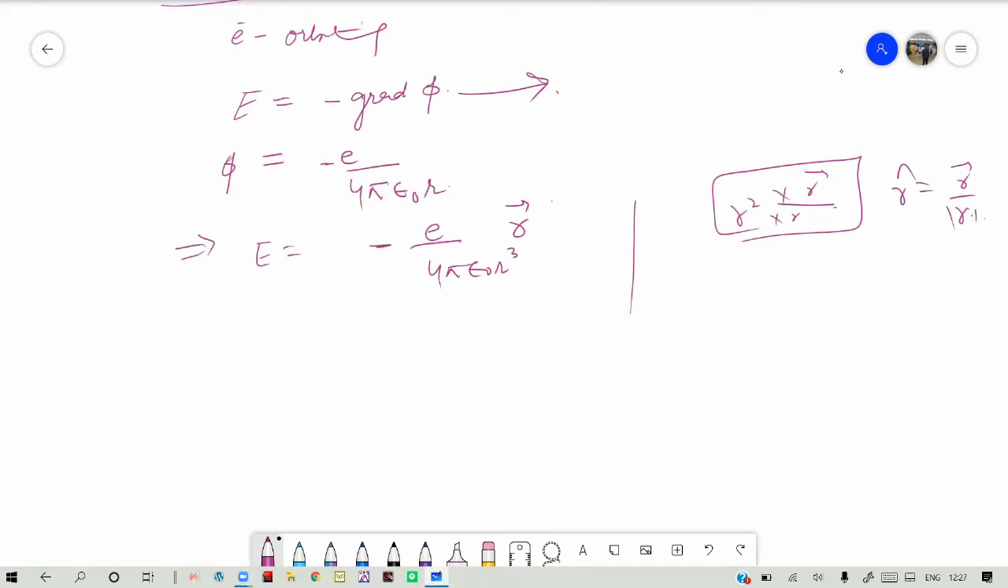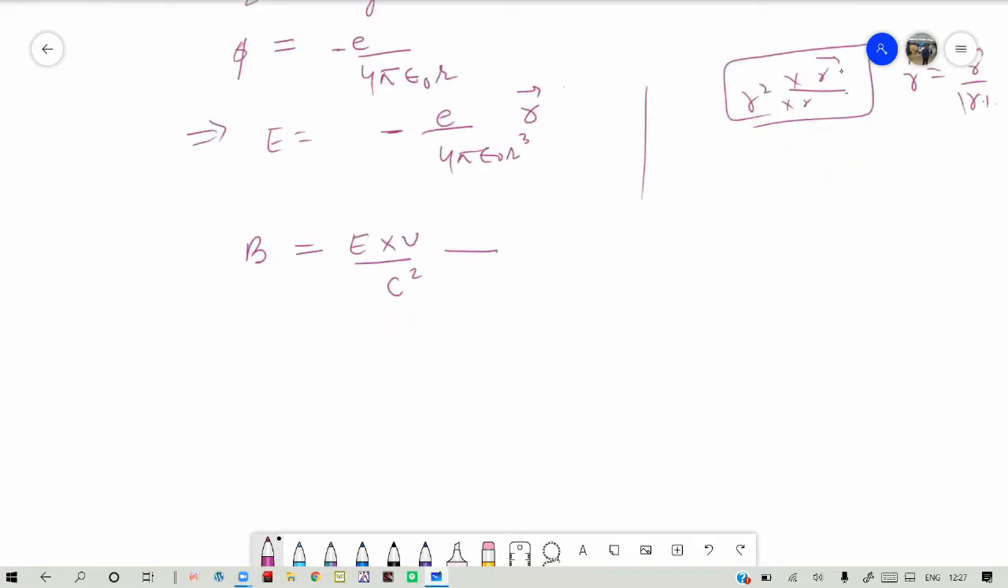Similarly, there is a charged particle which is continuously moving, and due to the motion of the electron there will be a magnetic field. That magnetic field, in terms of the electric field E, is given by E cross V by C square, where V is the velocity with which the electron is moving and C is the speed of light. This is the expression to make the units consistent. If you put in the value of E, it is minus e upon C square r cube, r cross V.